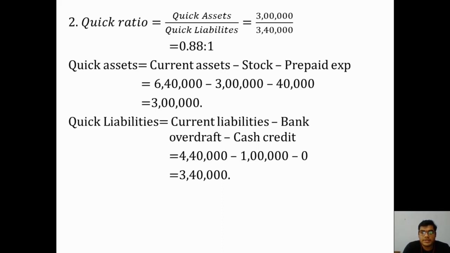What about quick liabilities? Current liabilities minus bank overdraft minus cash credit will be quick liabilities. In this problem we have the value of current liabilities and the value for bank overdraft, but we don't have a value for cash credit, so we can keep it as 0. So the value of current liabilities is 4,40,000 minus bank overdraft 1 lakh minus cash credit 0. So the value will be 3,40,000. If you put this information in the formula, that is 3 lakh divided by 3,40,000, the answer will be 0.88 is to 1. That is, our quick assets are 0.88 to quick liabilities 1.